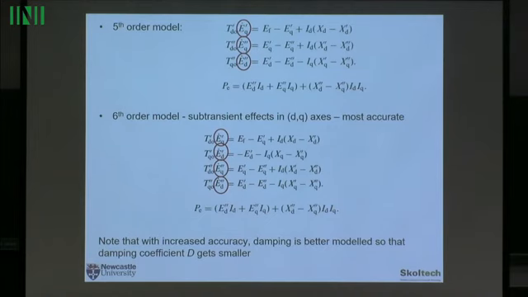One thing I just want to point attention to, that as you increase the accuracy of modeling, the value of the D changes, because D models damping effect. For the simplest model, when you neglect any damper windings, that coefficient is high. In those models over here, you model damping effects more accurately. It means that the value of the D in the swing equation gets smaller.